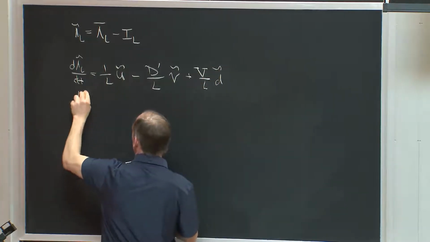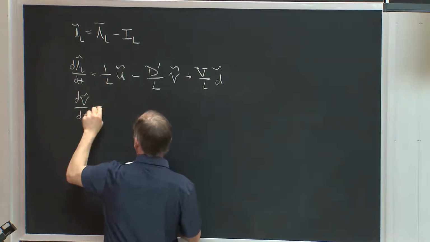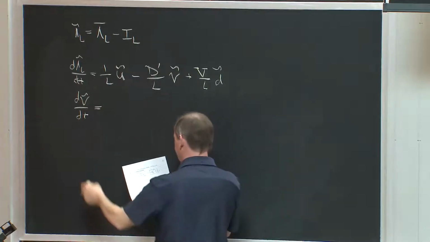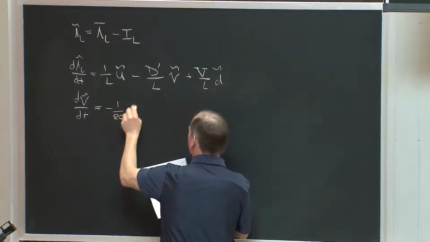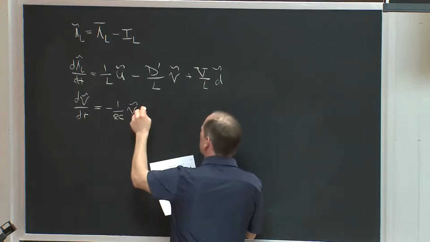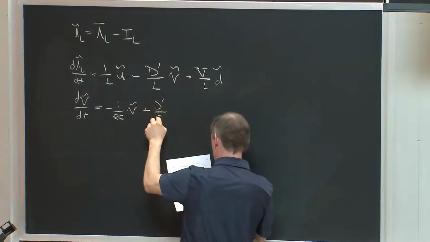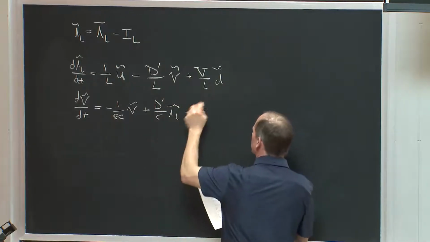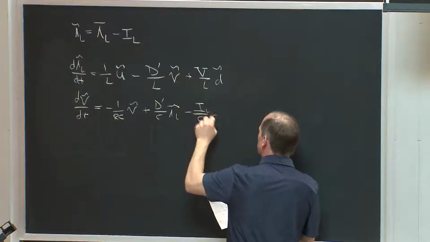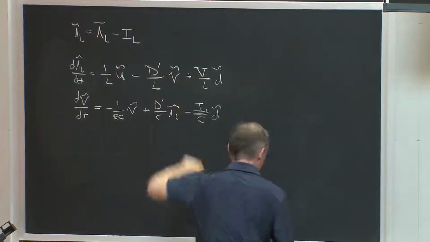And dV tilde dt is equal to minus 1 over RC V tilde plus D prime over C IL tilde minus IL over C D tilde. Okay? What did I do to get this?